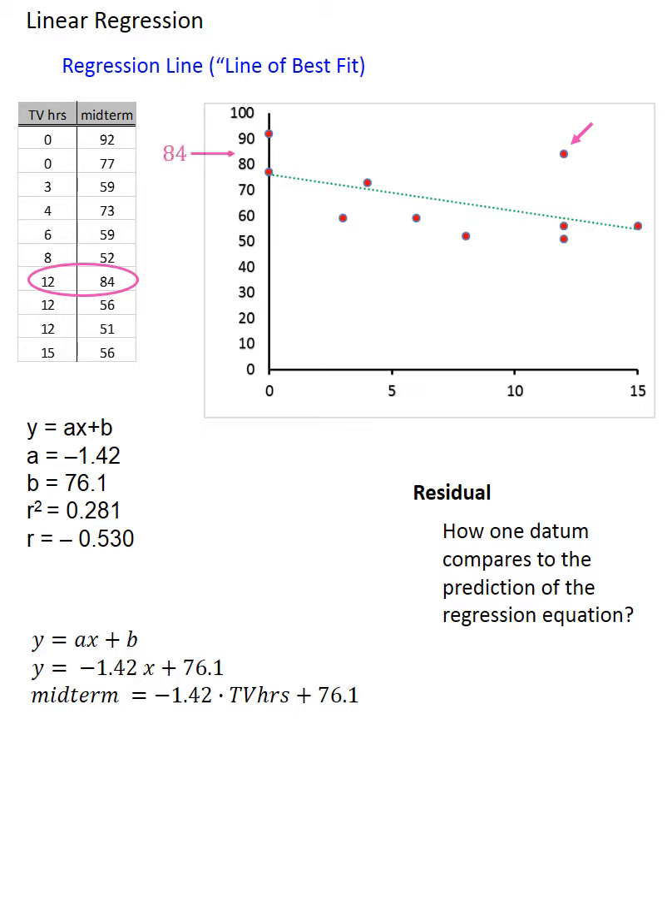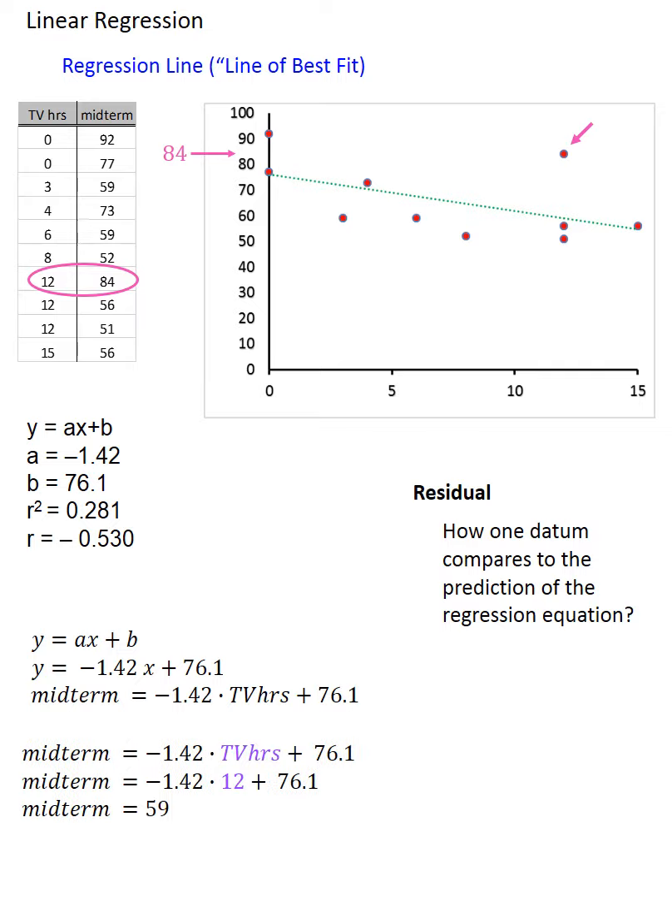So to compute the residual, you just have to know what the person's Y value or midterm score was. In this case, of course, they got an 84 on the midterm. But among people who watch 12 hours of TV, we could do some algebra here.